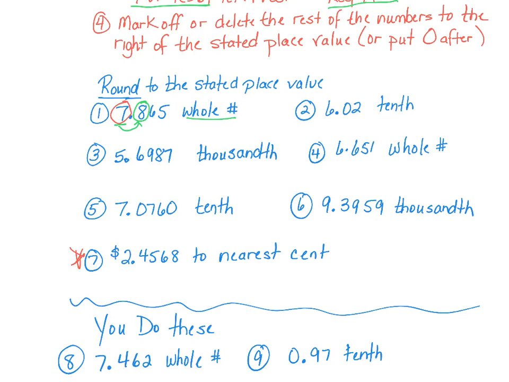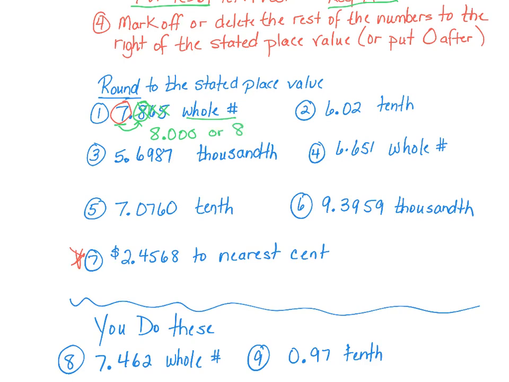So that makes it 8. My decimal point's there, and I mark everything else out, or I put zeros. So my answer could be 8.000. It could be 8.0 or just 8.